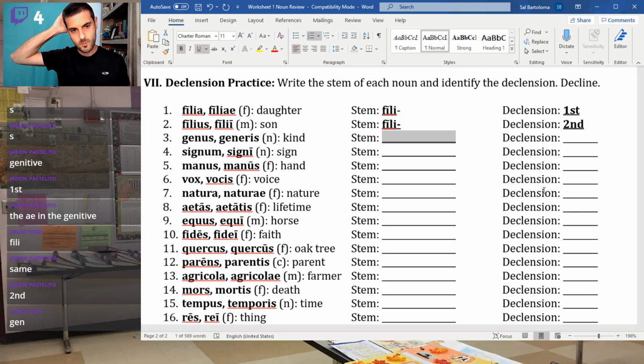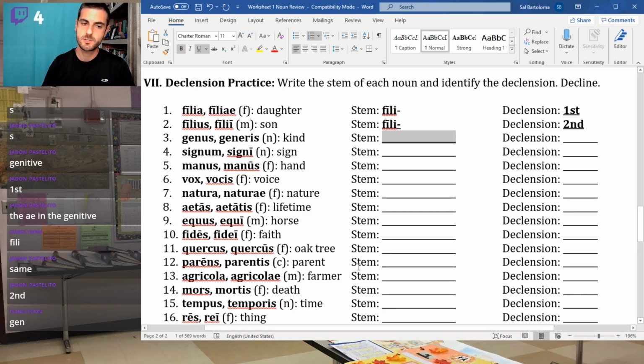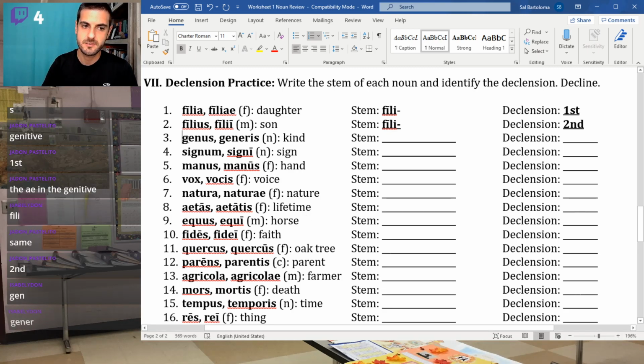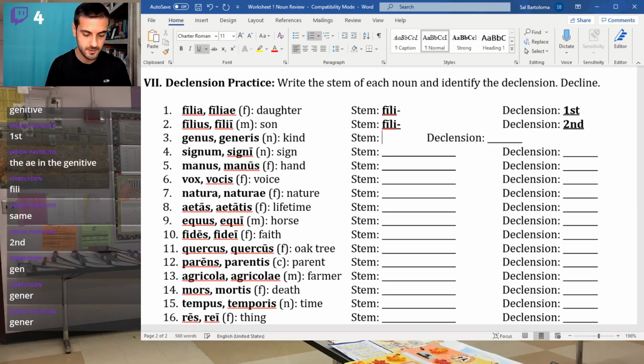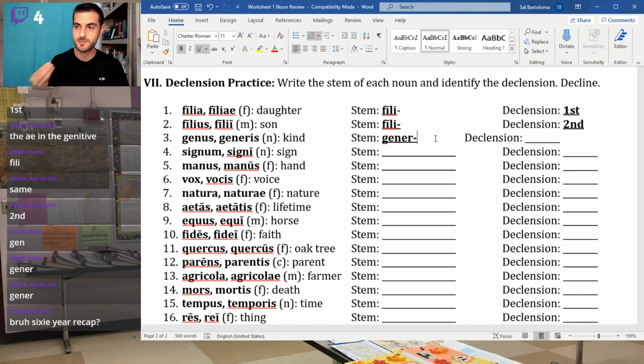Be careful. Which one of these two is going to give me my stem? Yeah, I've got to go to this second one. Crucial that you go to the second one, okay? Because the stem is gener. It's why when you have a word based on that, it's generation or it's general, okay?